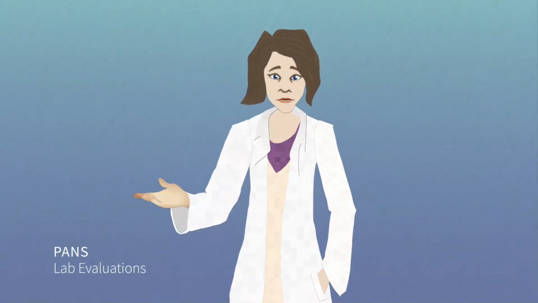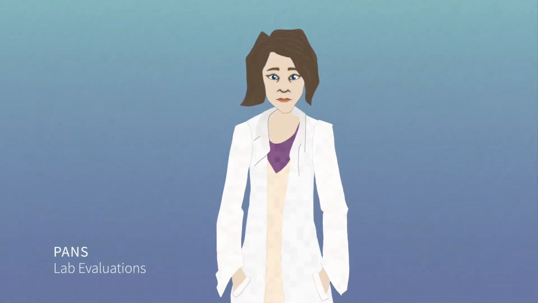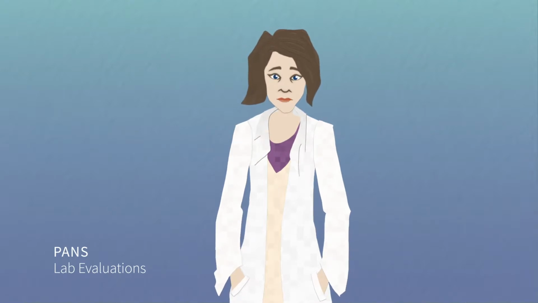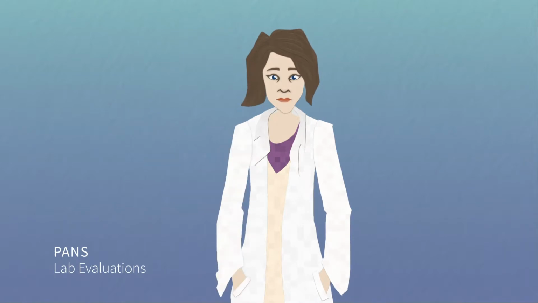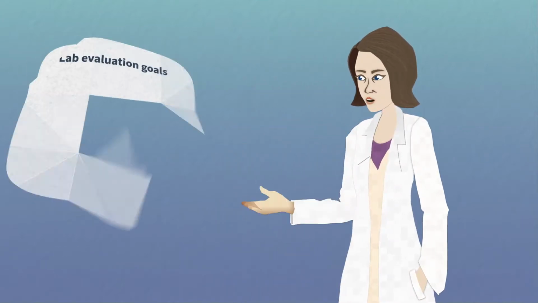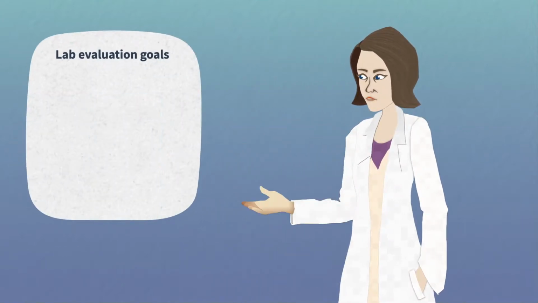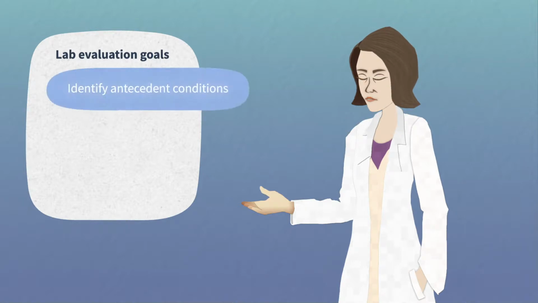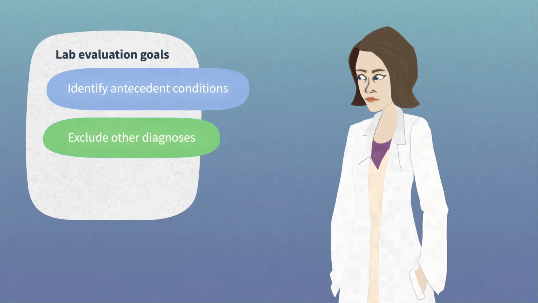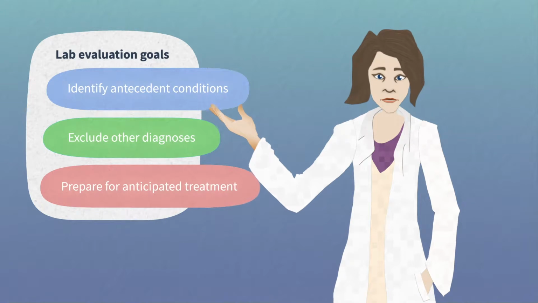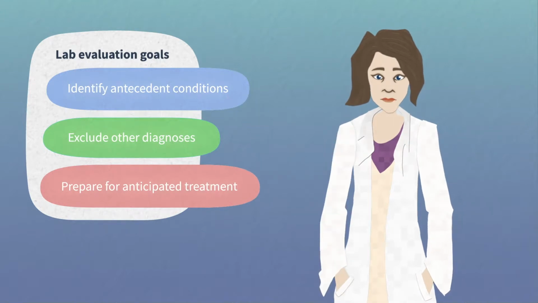Darius presented with many signs and symptoms of PANS, with an abrupt onset of OCD and neuropsychiatric symptoms, including choreiform movements, hyperactivity, light sensitivity, and regressed behavior. In this section, we will review lab evaluations, working to identify both antecedent conditions such as strep and to exclude other diagnoses. These evaluations will help prepare us for anticipated treatment of infection and inflammation.